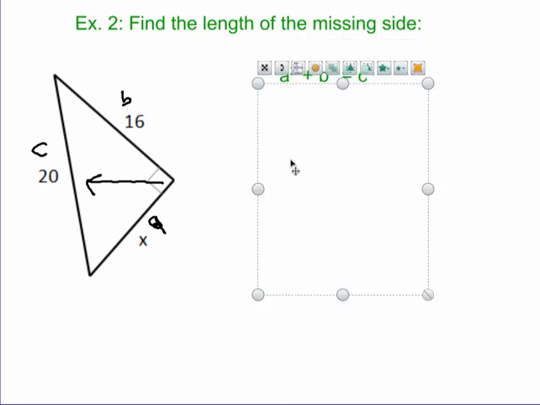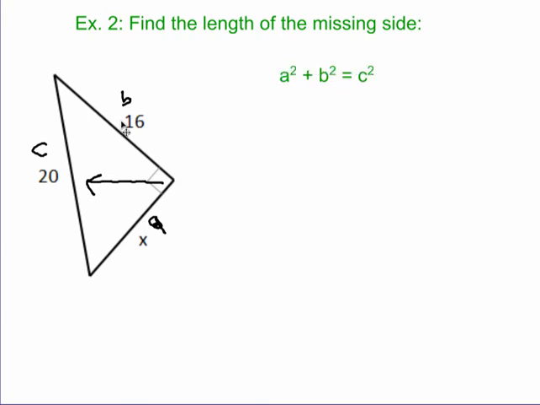I've got A squared plus B squared equals C squared. I know what C is. I know what B is. I don't know what my A is, so I can say, well, X squared plus 16 squared equals 20 squared. Since X and 16 are my legs and 20 is my hypotenuse. All right, next step, I'm going to square these two things. 16 squared is 256. 20 squared is 400.